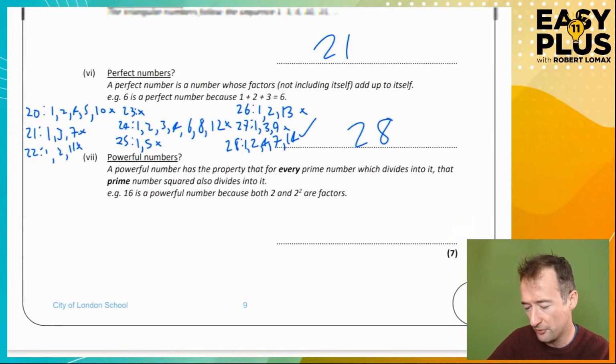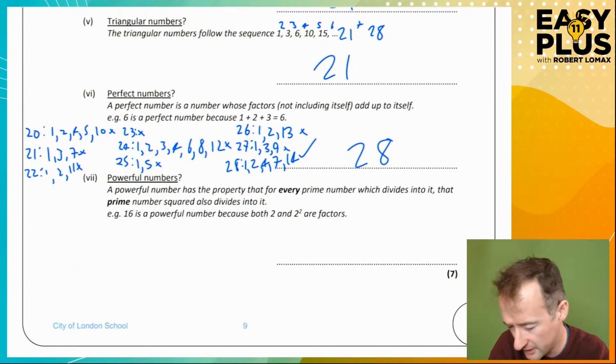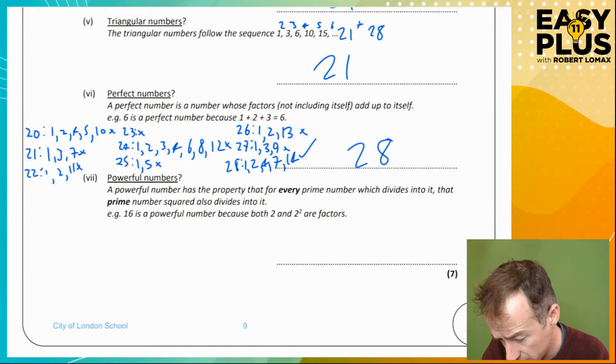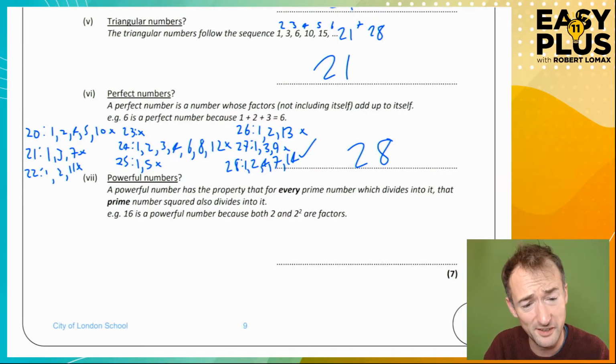A powerful number has the property that for every prime number which divides into it, that prime number squared also divides into it. Okay, this is an example. Let's just look at the example. 16 is a powerful number because 2 and 2 squared are factors. So hang on. The only prime number that goes into 16, yeah, it's 2.